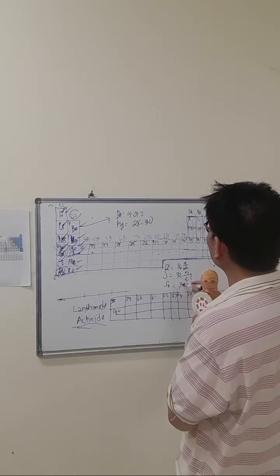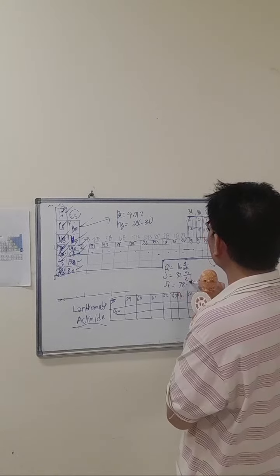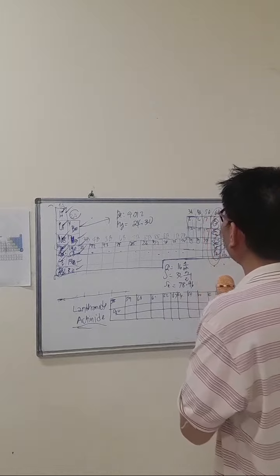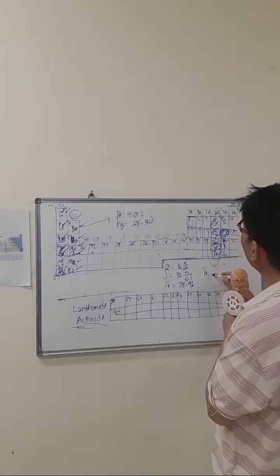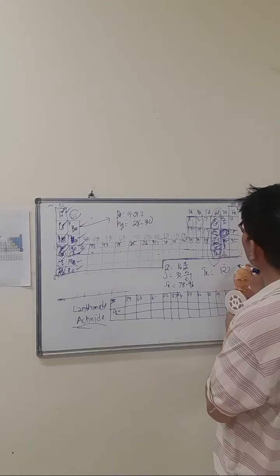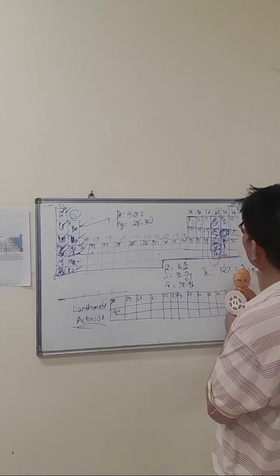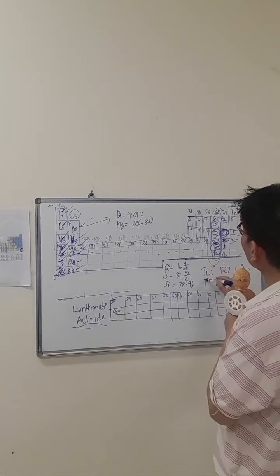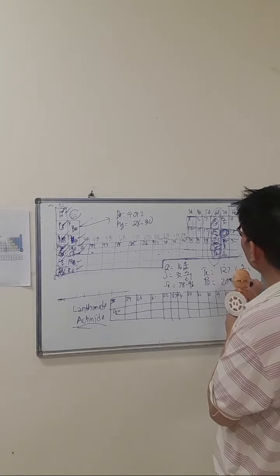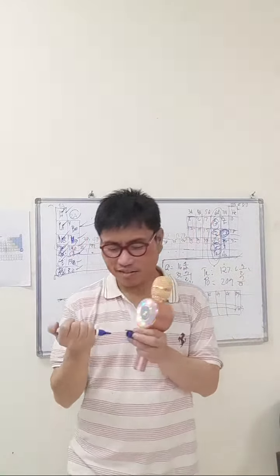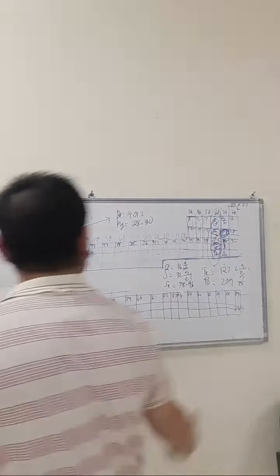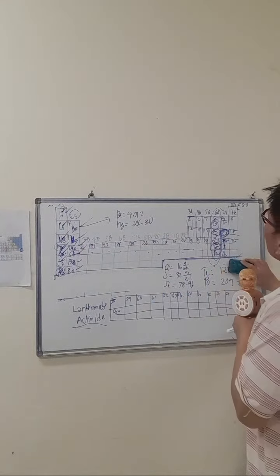Selenium is 78.96. And then tellurium is 127.6 gram per atom. Polonium is 209 grams per atom. So this is for group 6A.